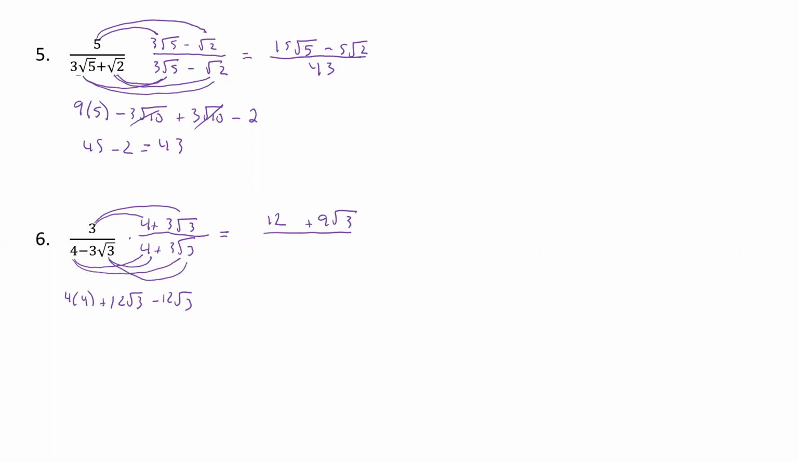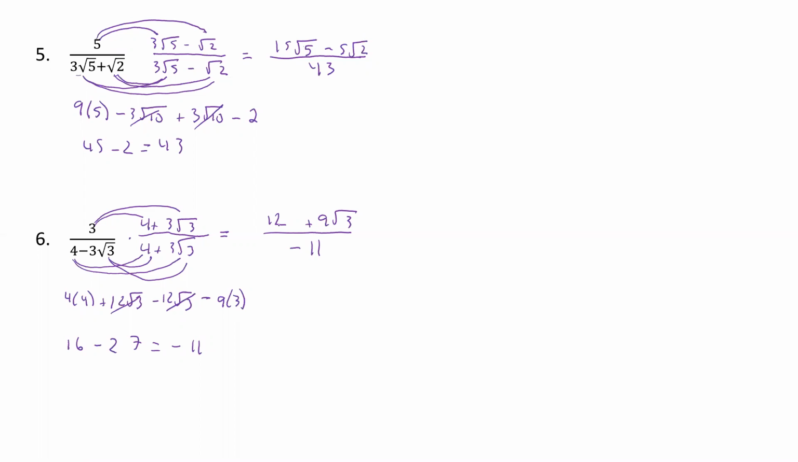And when we do the last, we're going to have minus, and we'll have 3 times 3 is 9, times the square root of 3 times the square root of 3 is 3. So here we have that cancels that. We'll have 16 minus 27. And so that's going to give us a negative 11. And so our denominator then is negative 11.